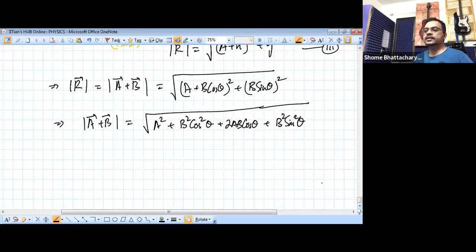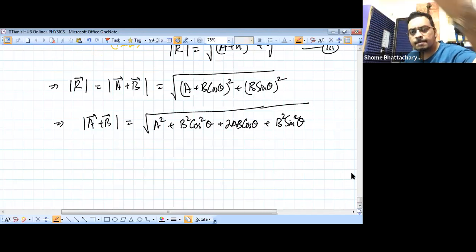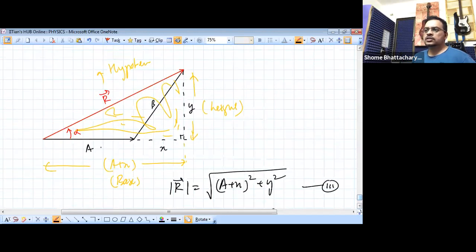Now you remember that you have the identity. Okay, so see here, you're looking at this right angle triangle. This part from here to here is a, and then from here to here is x. So the total base is a plus x, and the perpendicular is y. So you're just using Pythagoras theorem, that the hypotenuse is equal to base square plus height square.